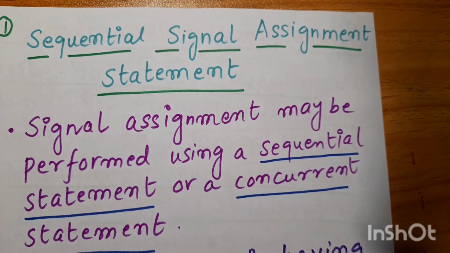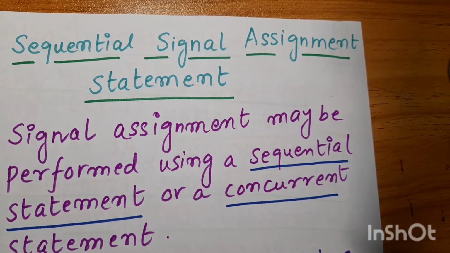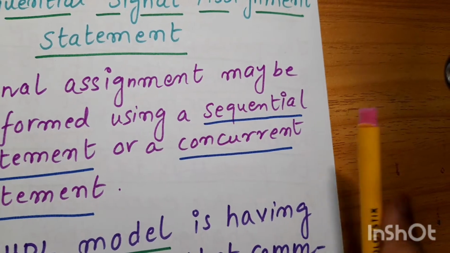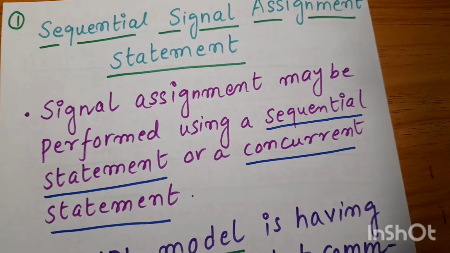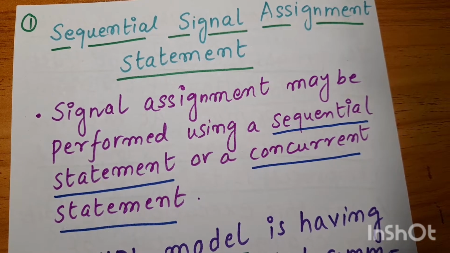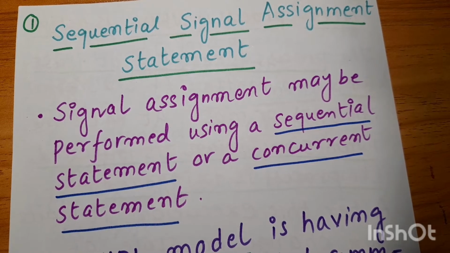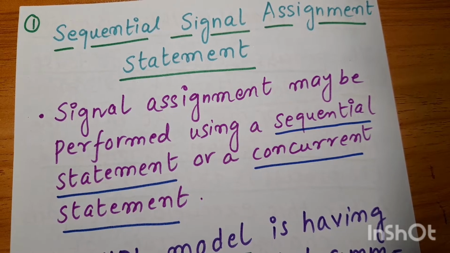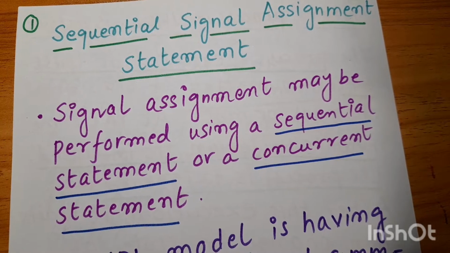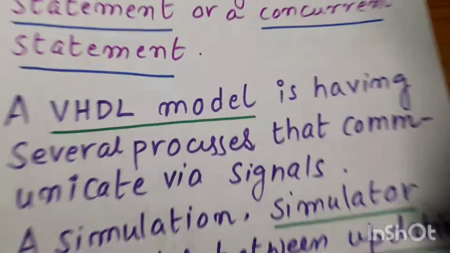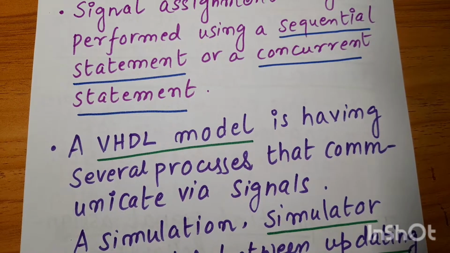Today we are going to discuss a topic of VHDL, that is Sequential Signal Assignment Statement. Signal assignment may be performed using a sequential statement or it can happen using a concurrent statement. Now sequential statement, where do you see? You see the sequential statement inside the processes where one after another the statements get executed. And concurrent process, when you see it, when there are multiple processes inside the architecture, they all get executed at the same time. A VHDL model is having several processes that communicate via signals.